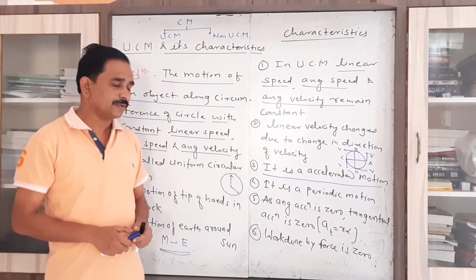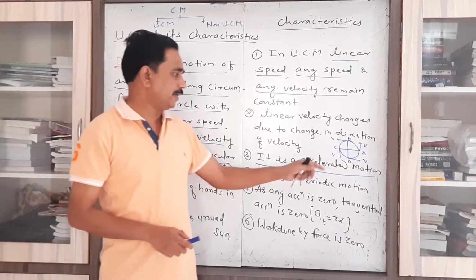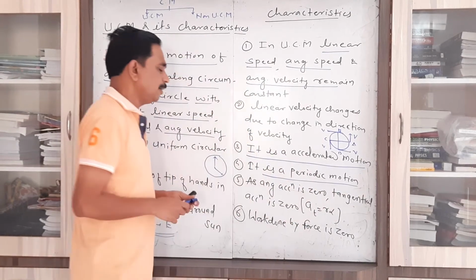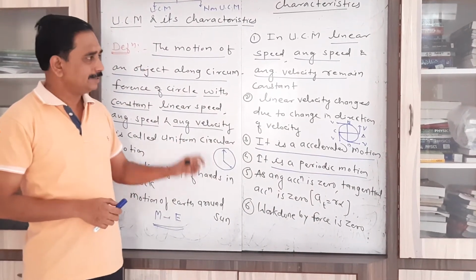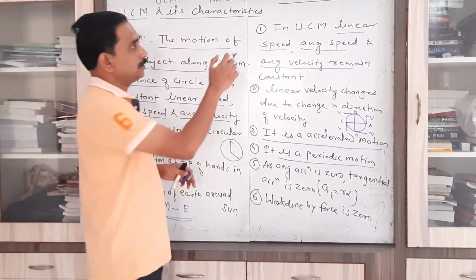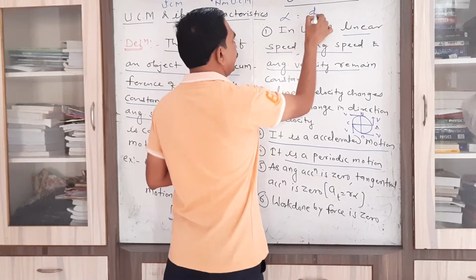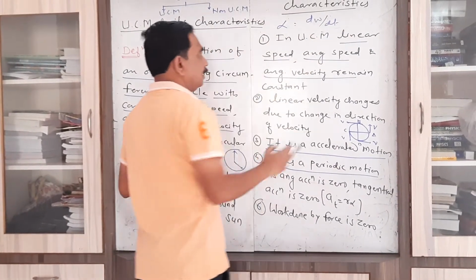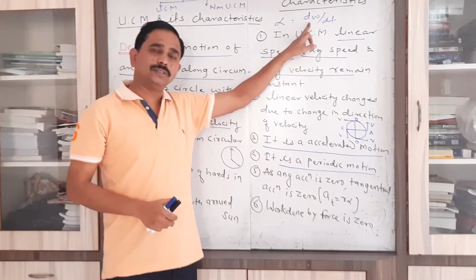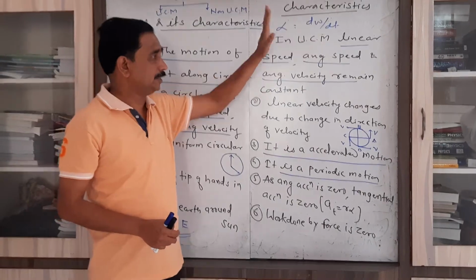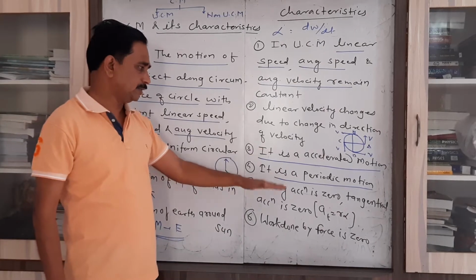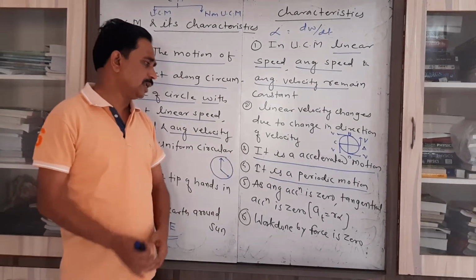This is the motion which repeats itself after a definite interval of time. That's why this motion is called a periodic motion. Now here, as the angular velocity remains constant, we know that angular acceleration is the rate of change of angular velocity with respect to time. If angular velocity remains constant, then acceleration goes to 0. Therefore, I write here angular acceleration 0, therefore tangential acceleration is 0.